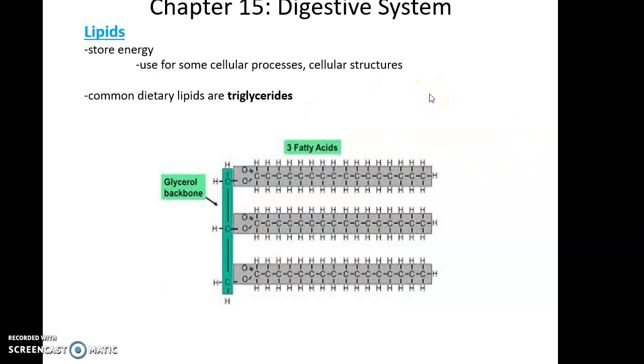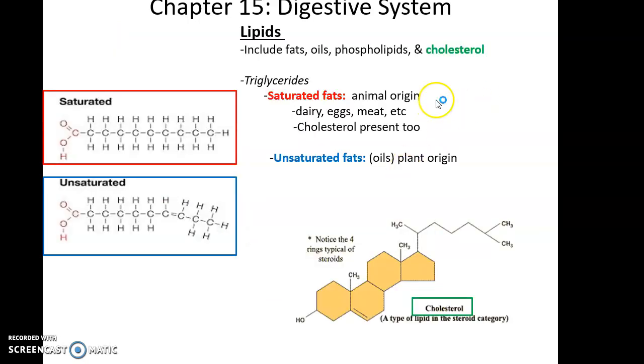Lipids. Lipids are the fats. As we know, they're hydrophobic. They are great for storing energy, and they are used for some cellular processes and cellular structures. And in the foods we eat, the most common form is triglycerides, one glycerol molecule attached to 3 fatty acid chains. So, lipids include fats, oils, phospholipids, and cholesterol.